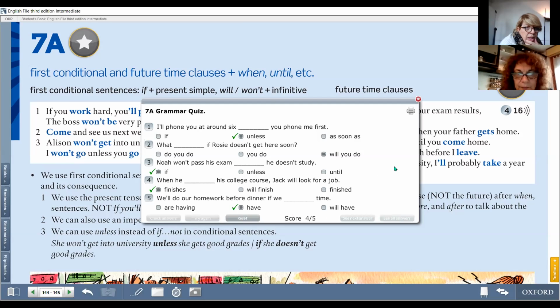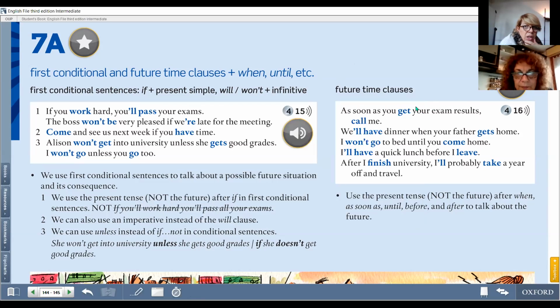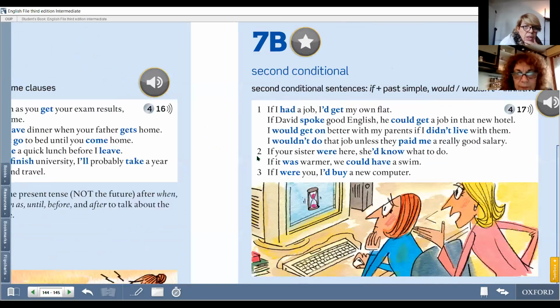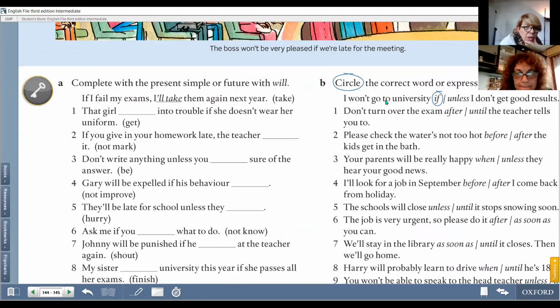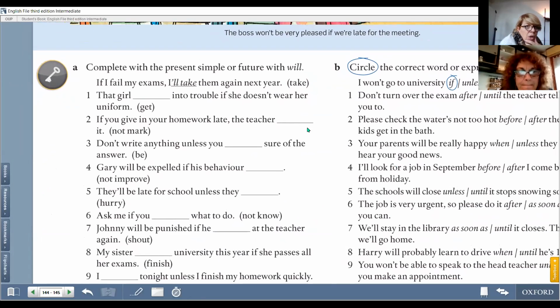It's enough that you read it. Okay, not bad at all. And if we go here, now let's do this. It is easier because you have to complete with the present simple or the future with will. So you can choose to use either the present simple or the future with will. You want to check if you have it? Okay.